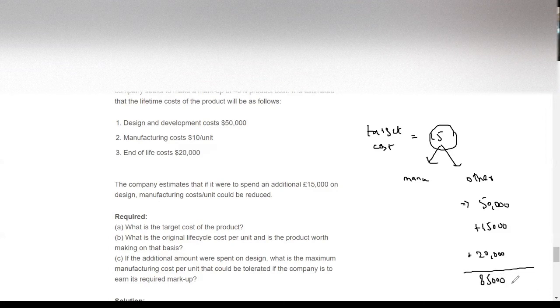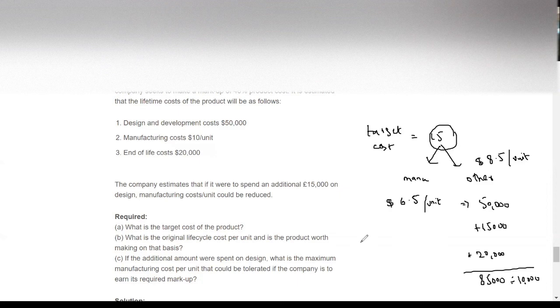Now, this 85,000, if it is spread over 10,000 units, turns out to be 8.5 per unit attributable to the other costs. Now, out of 15, which is our target cost, 8.5 could be incurred on the others. The remaining cost, 15 minus 8.5, is what we can incur on manufacturing cost. So it means that the manufacturing cost has to reduce to 6.5 per unit.